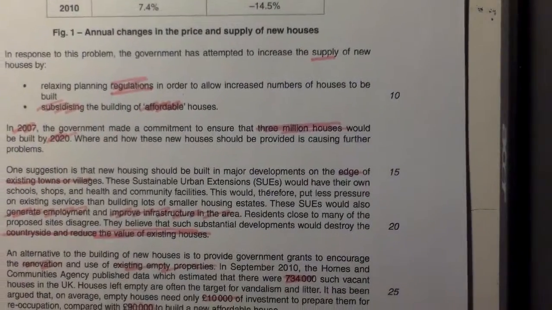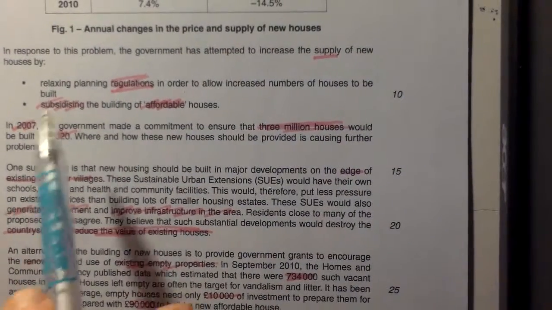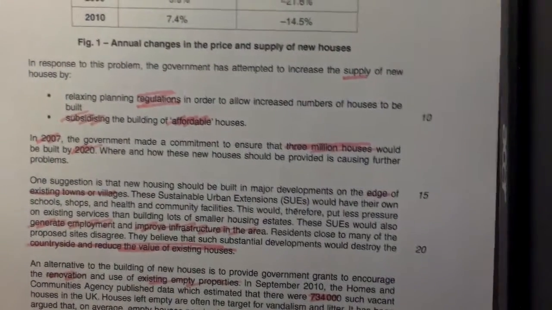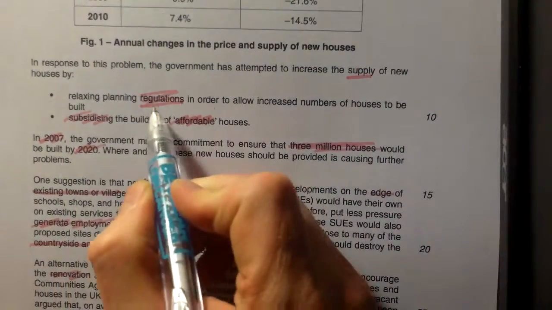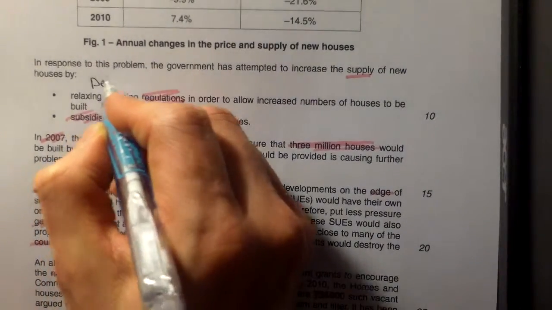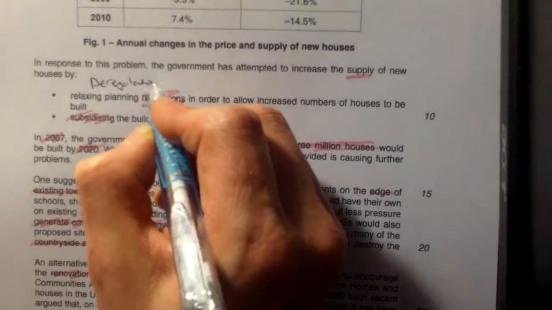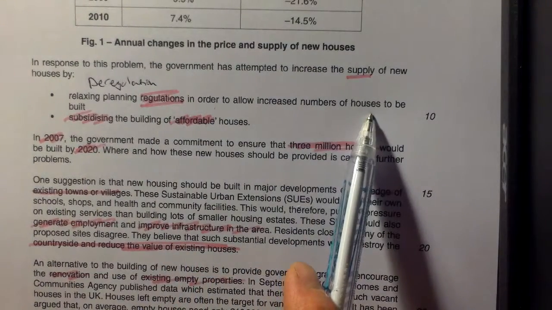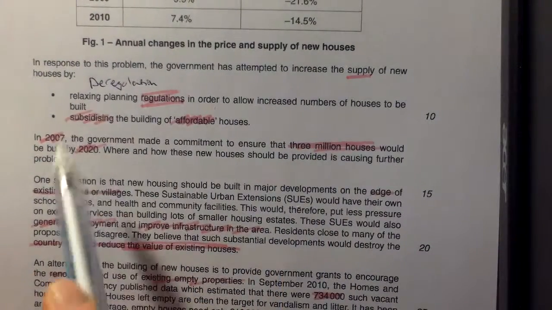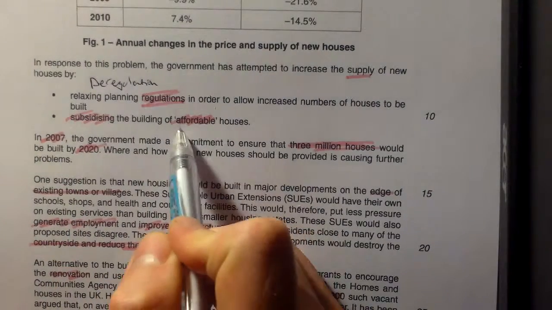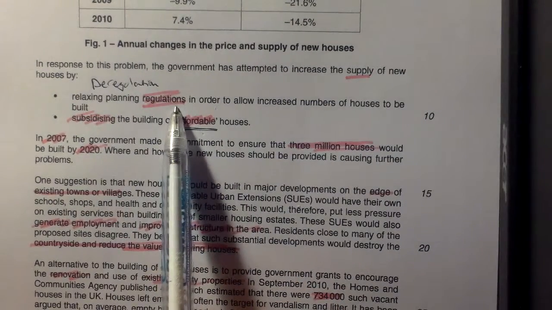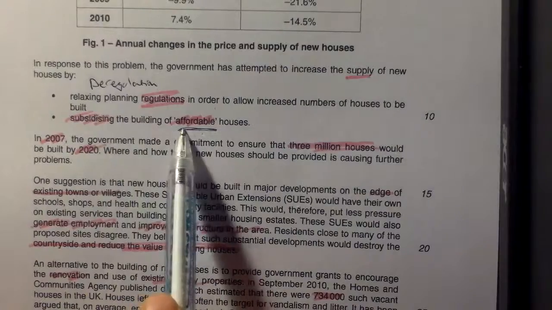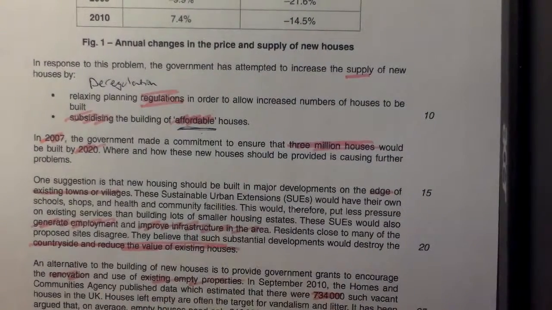Going down after the table, we've got, in response to this problem, the government has attempted to increase the supply of new houses by relaxing planning regulations. So we've got a bit of deregulation here as a government intervention in order to allow increased number of houses to be built. So deregulation to increase supply, and subsidising the building of affordable homes. Now the word affordable is key, because relaxing the planning regulations will affect all houses. But here, the subsidising is just for affordable houses, which links back to those people on low incomes earlier on.